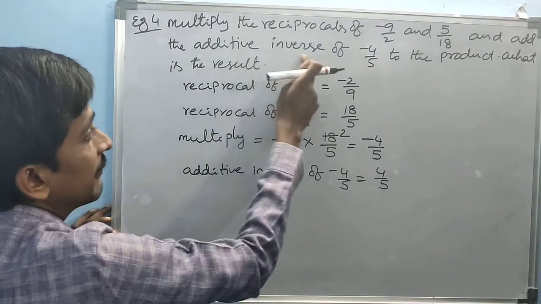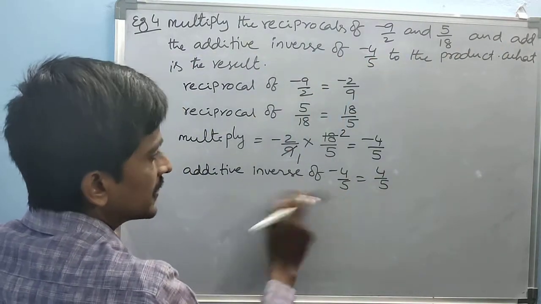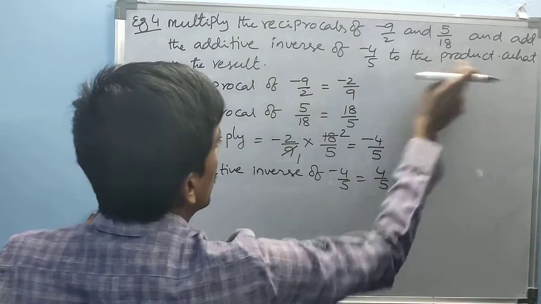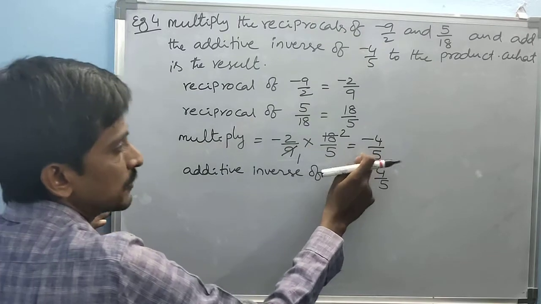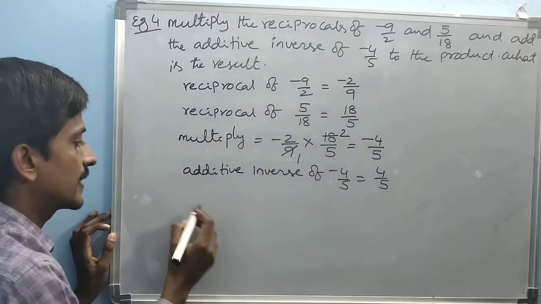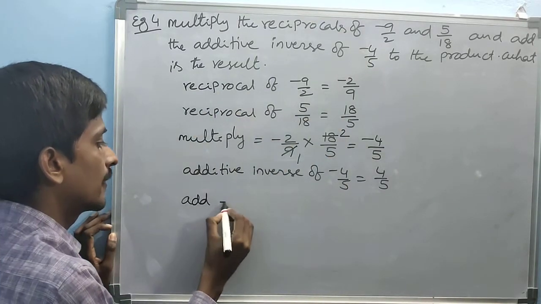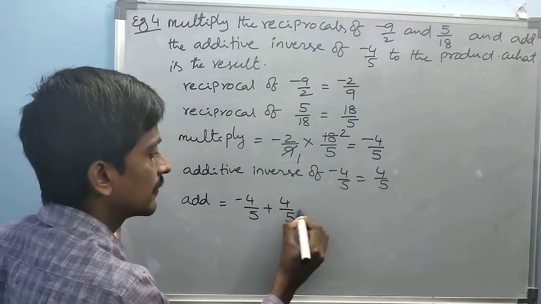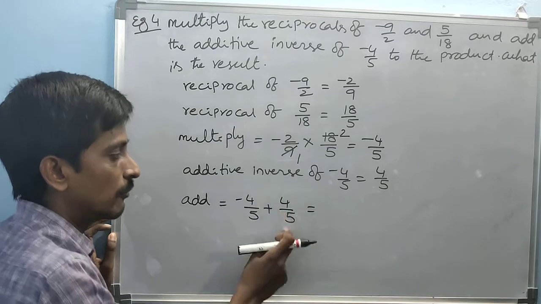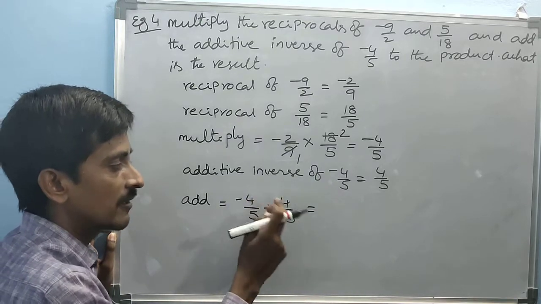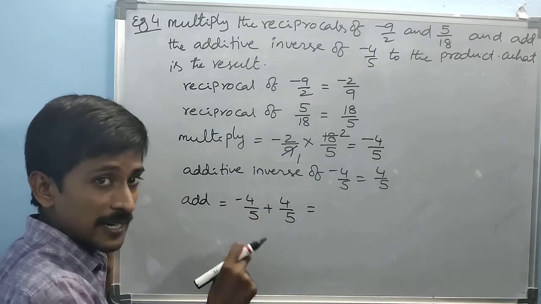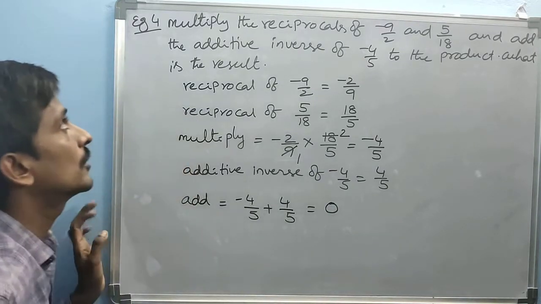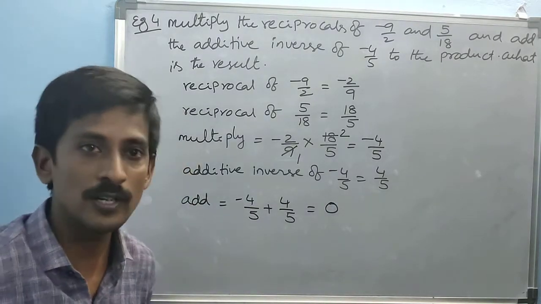Add the additive inverse of minus 4 by 5. What is the additive inverse of minus 4 by 5? 4 by 5. 4 by 5 to the product. Before that, this product. What is the result? Add it. Minus 4 by 5 plus 4 by 5. When the same number is subtracted, the result equals 0. So, this is example 4.